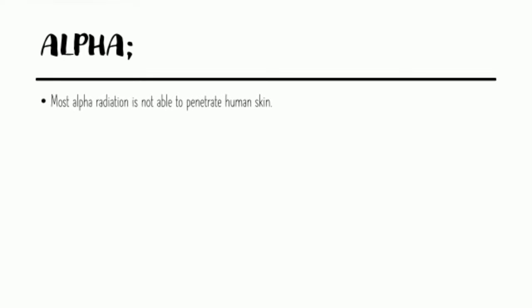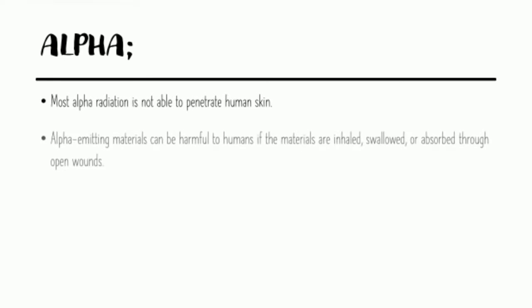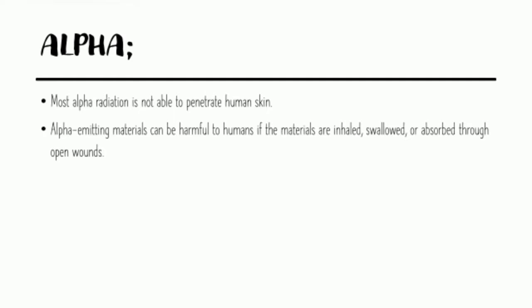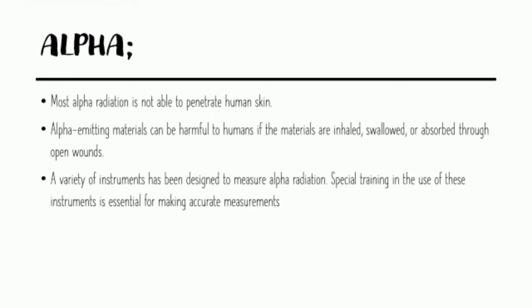Okay, the second part is properties of radiation. The first one is alpha. Most alpha radiation is not able to penetrate human skin. Alpha emitting materials can be harmful to humans if the materials are inhaled, swallowed or absorbed through open wounds. A variety of instruments has been designed to measure alpha radiation. Special training in the use of these instruments is essential for making accurate measurements. Examples of some alpha emitters are radium, radon, uranium and thorium.